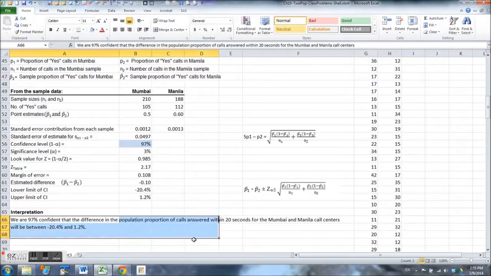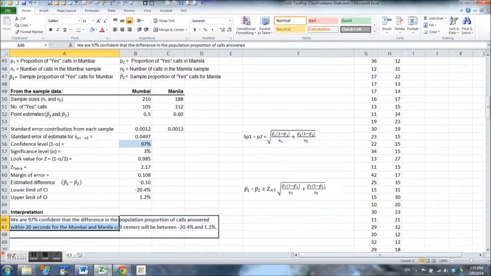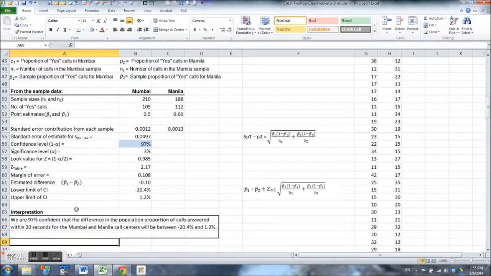So in other words, the point estimate for the difference in proportion is minus 10% with the margin of error of about 1%, 1.08%.